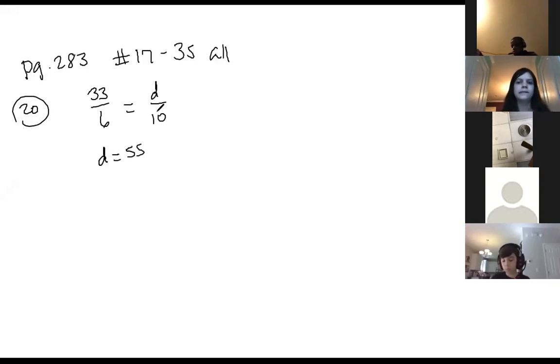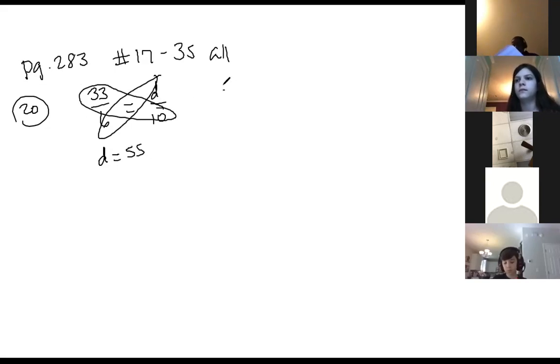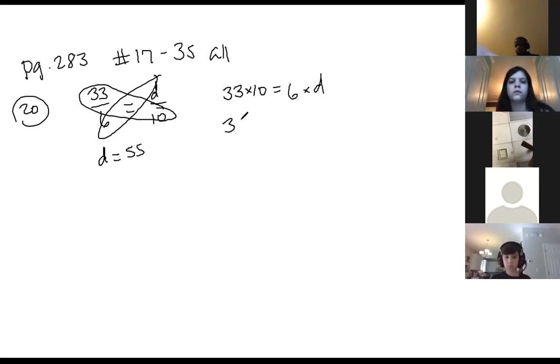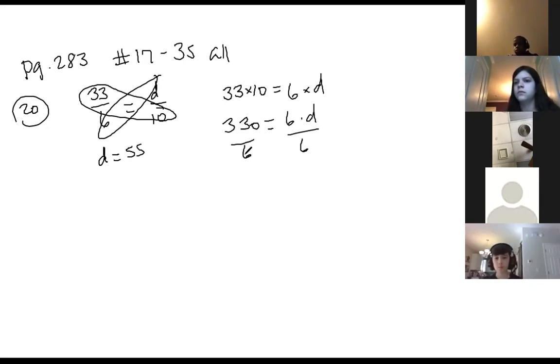Yeah. How do we solve these? Well, we have to cross multiply. So 33 times 10 is equal to 6 times D. What is 33 times 10, Braden? 330. Excellent. And 6 times D. How do I get rid of this 6, Phoenix? You divide both sides by 6. Good. And D is equal to 55, which is what Grace told us already.